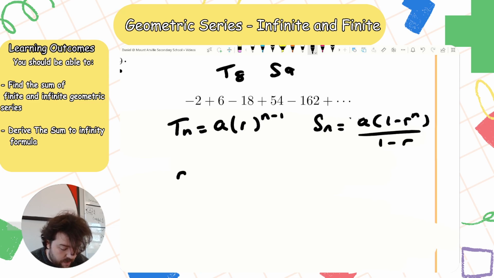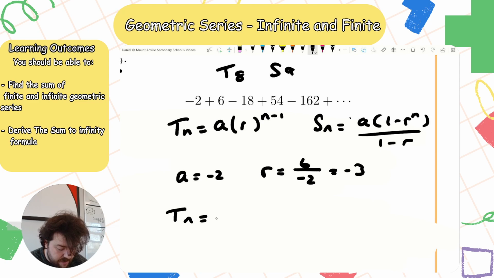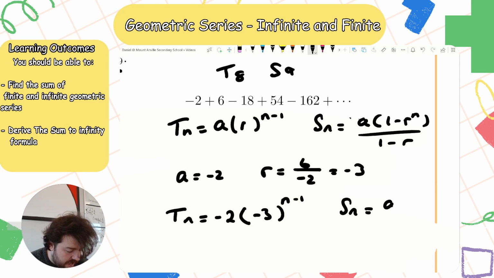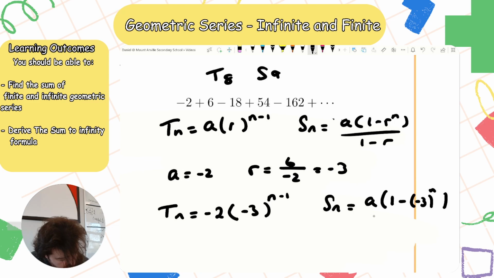So let's find a and r. Well, a is going to be minus 2, and r is my common ratio, which would be 6 divided by minus 2. So just pick any two subsequent terms. That's going to be negative 3. So Tn is going to be minus 2 times minus 3 to the power of n minus 1. And Sn is going to be equal to a times 1 minus negative 3 to the n, all over 1 minus negative 3, which would be plus 3, which will be equal to 4.